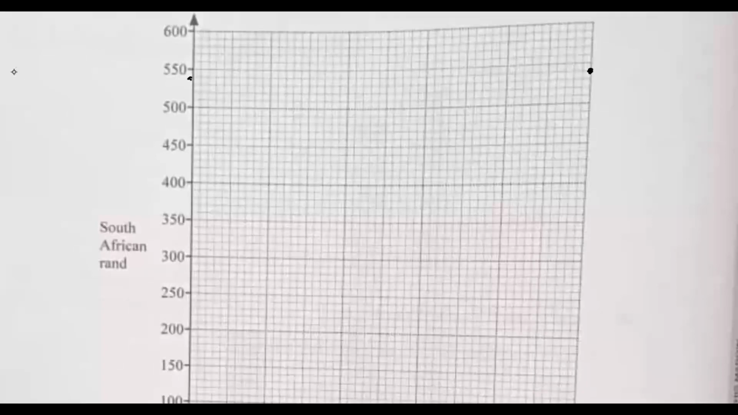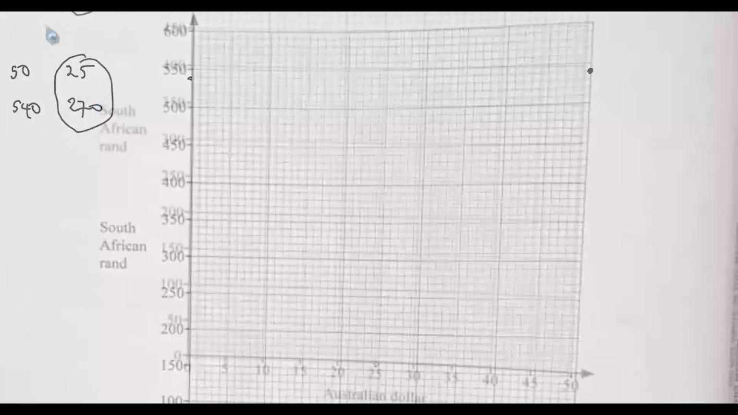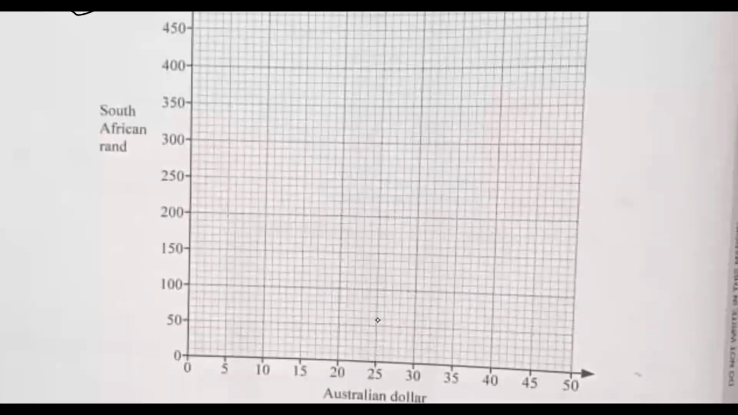Okay, let me quickly write this. When we have 50 Australian dollars, so the South African rand is 540. So let's divide this into two. If you have 25 Australian dollars, so that would be 270 South African rand. So this is what we can use to get another point. So let's scroll down and plot this point. The Australian dollars is 25. So we'll scroll up, and then the South African rand will be 270. This 250, 260, 270 will be here, this point here.